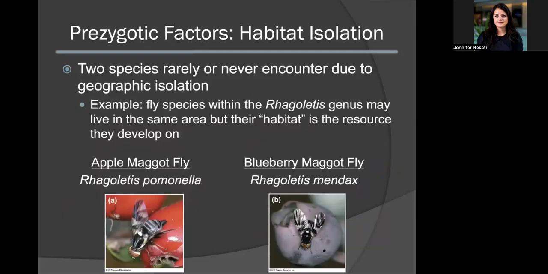Habitat isolation occurs when 2 species rarely or never encounter each other due to some sort of geographic isolation. This occurs within the Rhagoletis genus. There are many fly species within this genus that live in the same area, but if you consider their habitat to be the actual resource their larvae develop on, they tend to be geographically isolated, such as the apple maggot fly choosing to lay its eggs in apples, whereas the blueberry maggot fly, Rhagoletis mendax, prefers to lay its eggs in blueberries. Because they choose different resources to lay their eggs on, they also mate near these resources as well. So as a result, they are geographically isolated even though they may inhabit the same area.